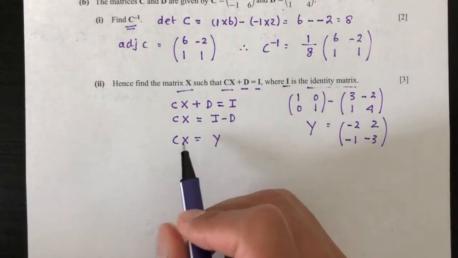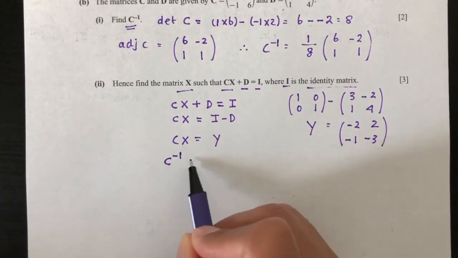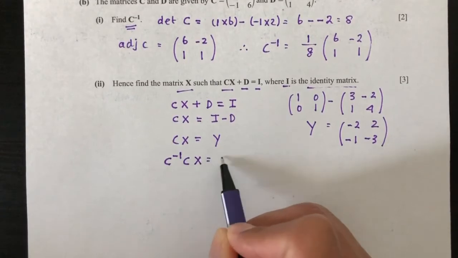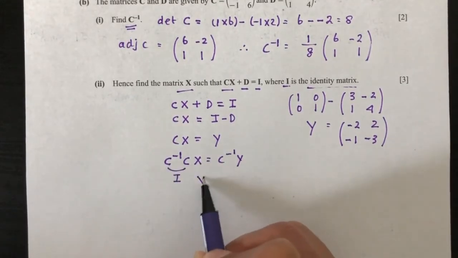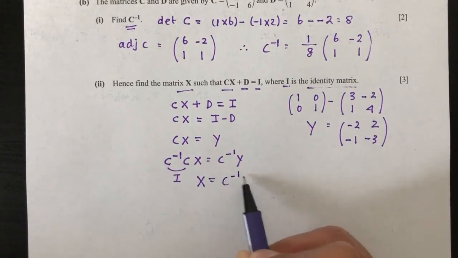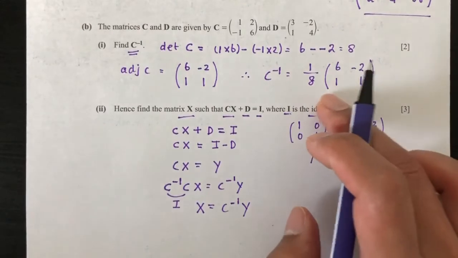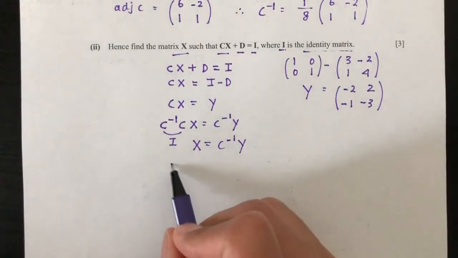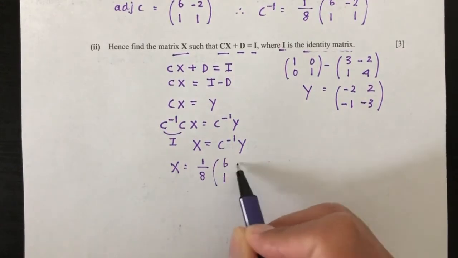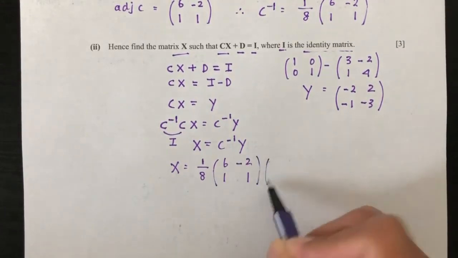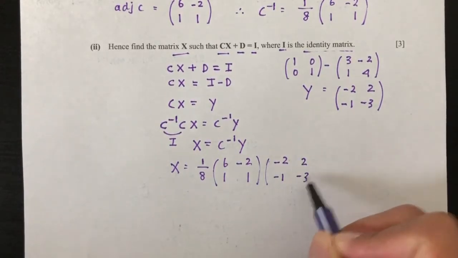So for you to find x, you have to eliminate C. So you have to multiply by C inverse on both sides. So this one becomes I. So it becomes x equal to C inverse times Y. So what is C inverse? We have found it in there. C inverse is this matrix. Replace: x is equal to 1 over 8, 6, 1, minus 2, 1, times Y, which is this one: minus 2, minus 1, 2, minus 3.